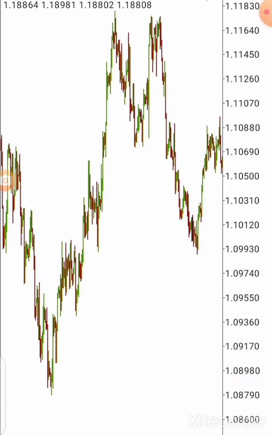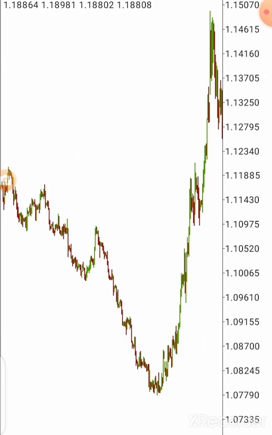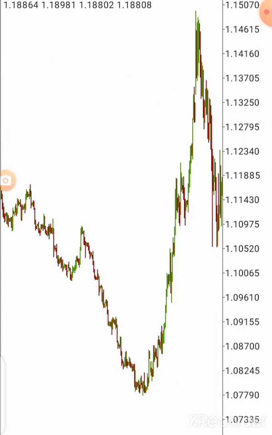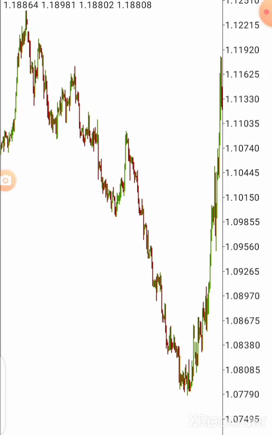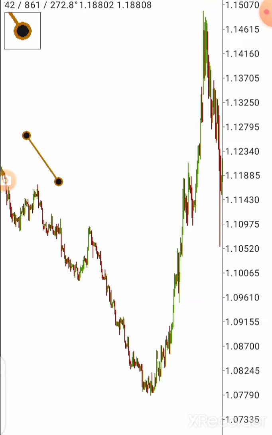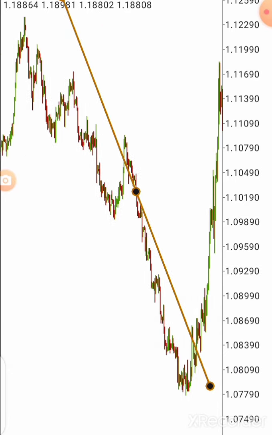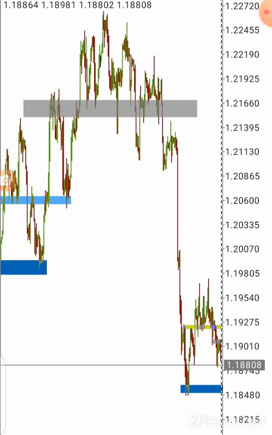Just take a look at this. This was an uptrend until it changed. It was an uptrend, and this is also an uptrend, and this, as you can see, is a downtrend. It's as simple as what you can see on this chart. We are going to keep this as simple as possible.